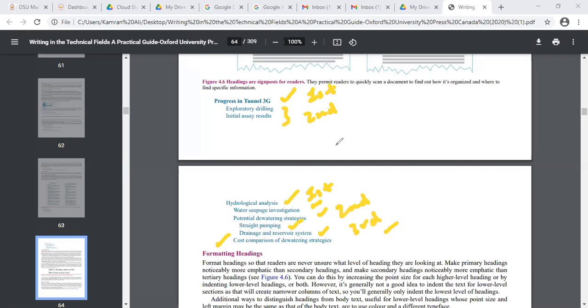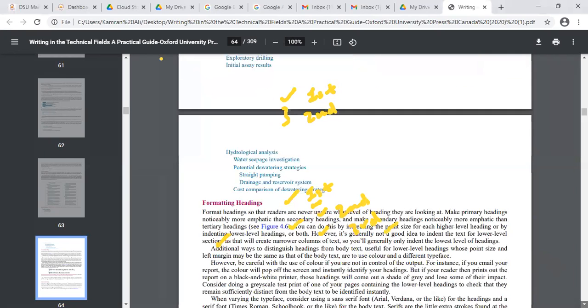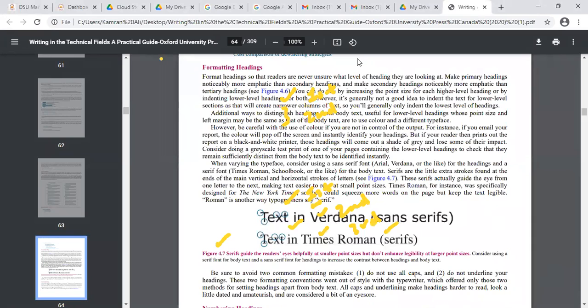Formatting headings. This is another important topic. For headings, so that the readers are never unsure what level of heading they are looking at, make primary headings noticeably more emphatic than the secondary headings, and make secondary headings noticeably more emphatic than the tertiary headings. That means the first level headings are to be emphasized, right? They should be more emphatic than the second level, and the second level headings are to be more emphatic than the third level, right?